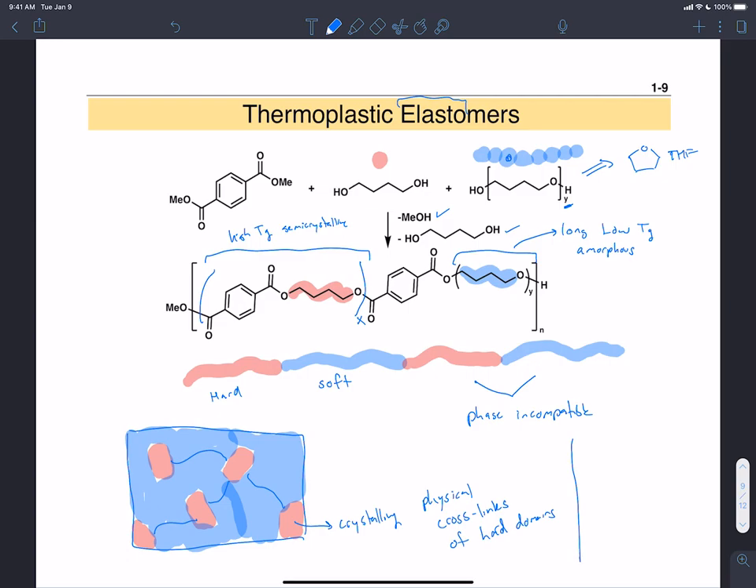So as long as we are below the melting temperature, it's all held together. You heat it up to a sufficiently high temperature. Now all of these different domains are able to break apart. You're able to reprocess. And then if you cool it back down, they will phase separate again, forming these domains under the proper conditions, and you would be able to use the same part for another application. Reprocessable. I can't spell process.